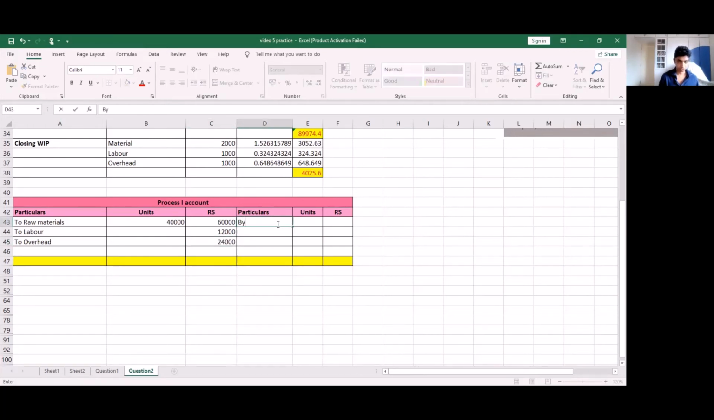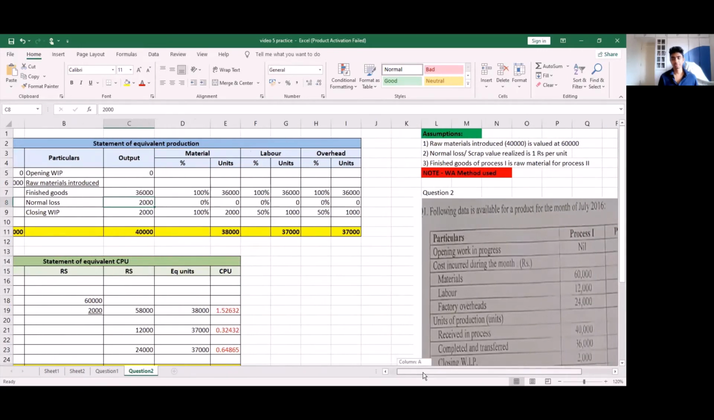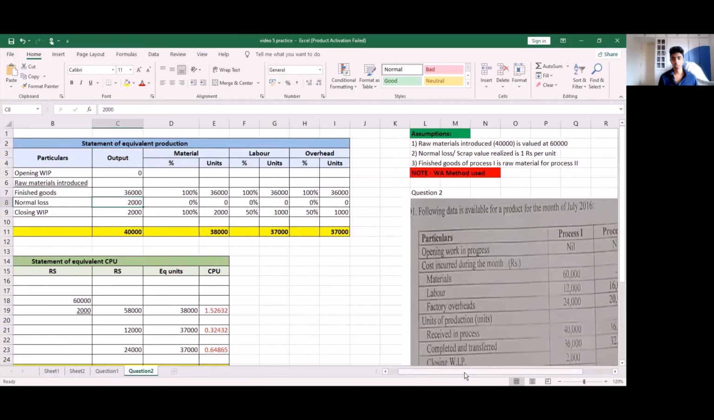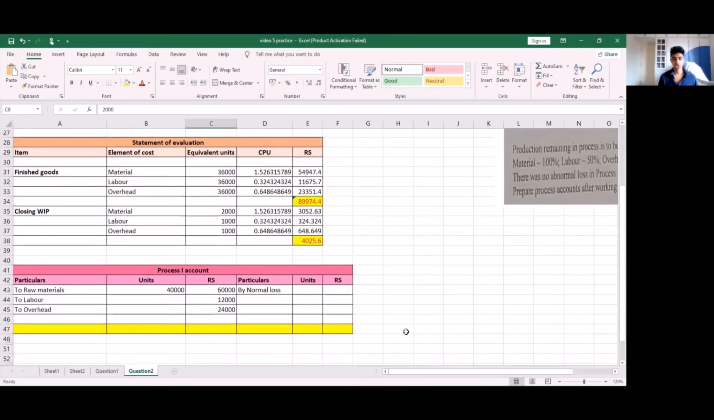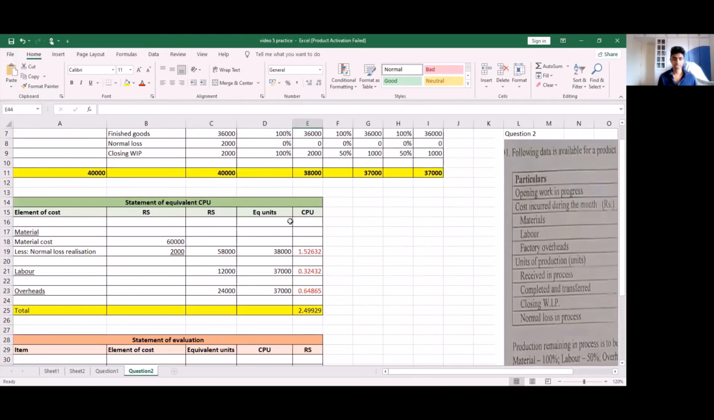Coming to our credit side, we first have our normal loss. Number of units we have in our statement of equivalent production, which is 2,000. And as for the normal loss realization, we said scrap value is realized at 1 rupee per unit. So normal loss realization will be 2,000 into 1, which is 2,000. So our units and amount will be the same, which is 2,000. We have no abnormal loss or abnormal gain. So let's write by finished goods. Let's leave the balancing figures for units and rupees. Though we know that units will be 36,000.